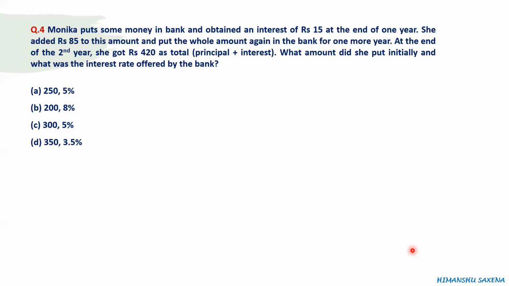Now we can solve this question using the traditional method, but here the easiest method is to check the options, because the first line says that she obtained an interest of rupees 15 at the end of 1 year. Now, if she is putting 250 rupees in the bank at 5%, will she earn 15 rupees in 1 year? No, right? So we will just check all the options. In the first option, she would get 12.5 rupees at the end of the first year, while in the second option, she would get 16 rupees because 200 into 8% for 1 year is 16 rupees.